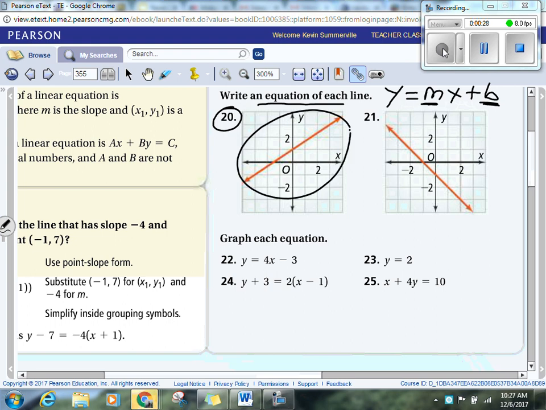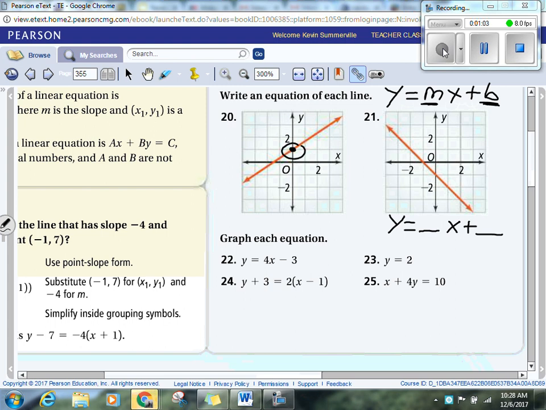Where this red line crosses the y-axis, that's my y-intercept. So in order to find the y-intercept, we follow this red line down, and it crosses right here on the y-axis. So when I write my equation, I have y equals blank x plus the other blank. The other blank is 1. So it crosses at the 1 on the y-axis.